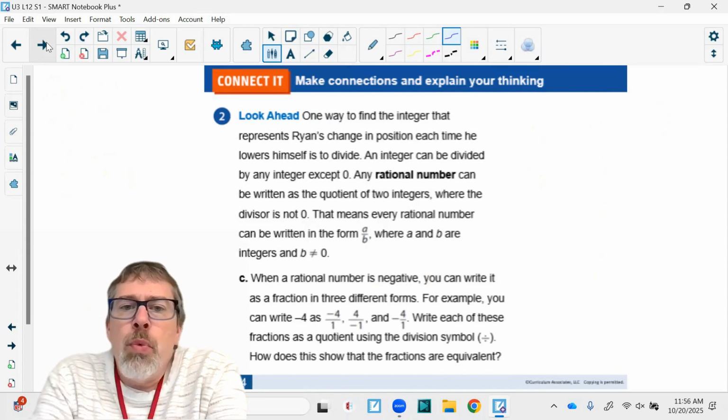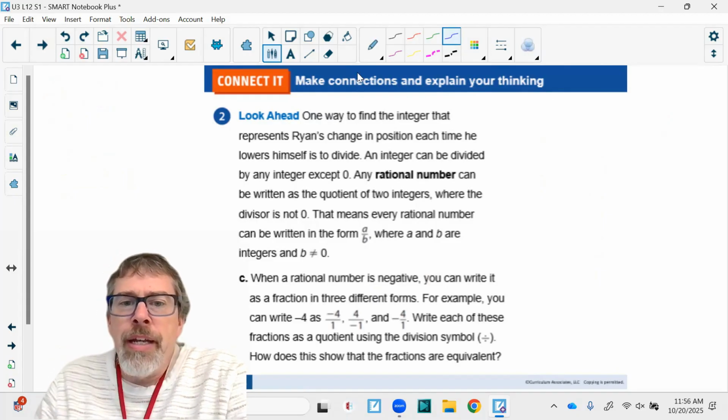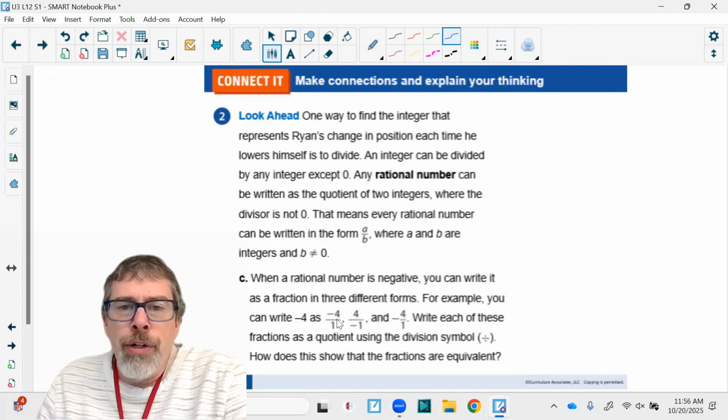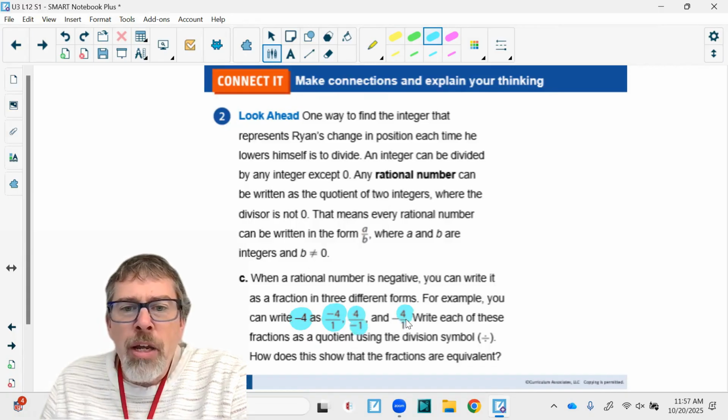Okay, part C says, when a rational number is negative, you can write it as a fraction in 3 different forms. For example, you can write -4 as -4 over 1. Let me highlight these. So -4 is an integer, but if I divide it by 1, it is now a rational. And it's -4 in the numerator, +1 in the denominator. Or I could put +4 in the numerator and -1 in the denominator. Or I can put 4 over 1 and throw a negative sign out in front.